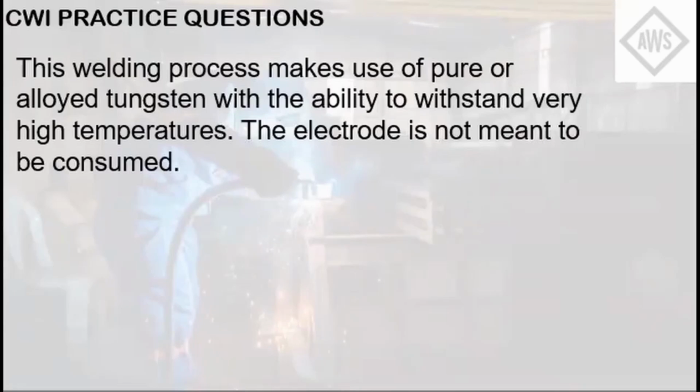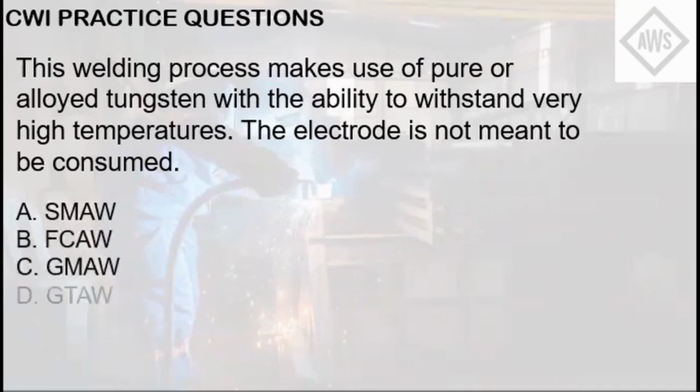This welding process makes use of pure or alloy tungsten with the ability to withstand very high temperatures. The electrode is not meant to be consumed. A. SMAW, B. FCAW, C. GMAW, D. GTAW. This welding process makes use of a pure alloy tungsten that is subjected to a very high temperature. Letter A, SMAW, is known as stick welding, so it uses a consumable electrode. That does not match what is being asked in the question.